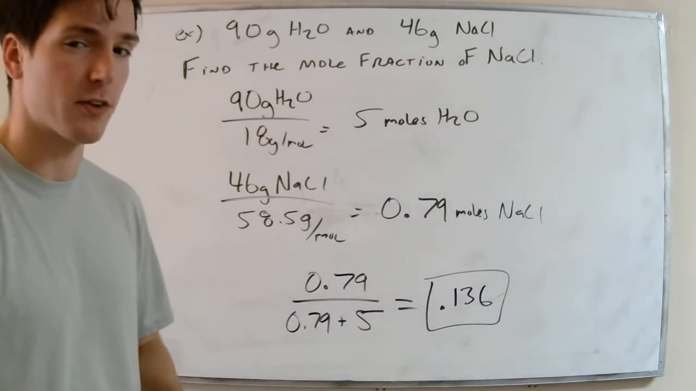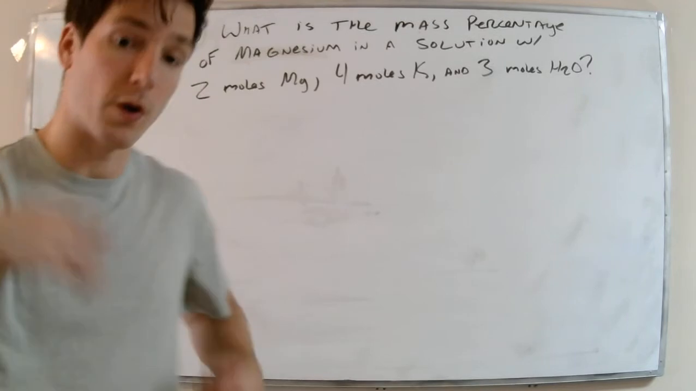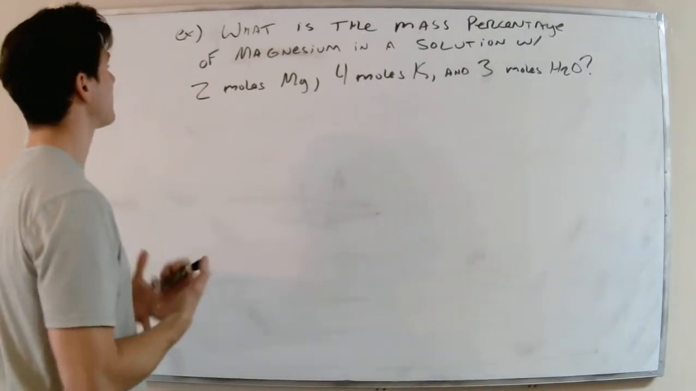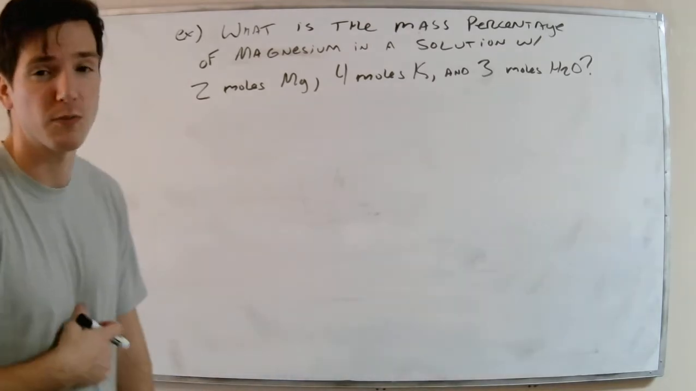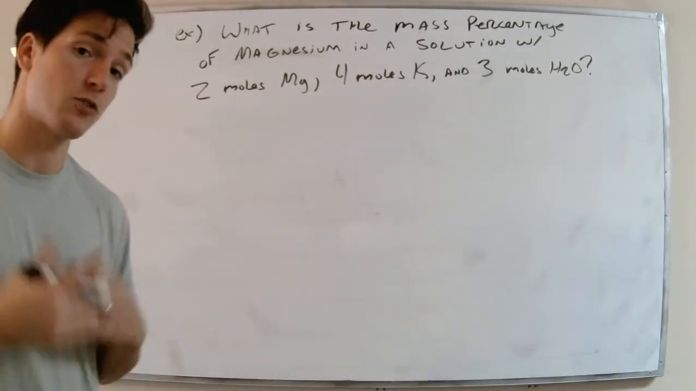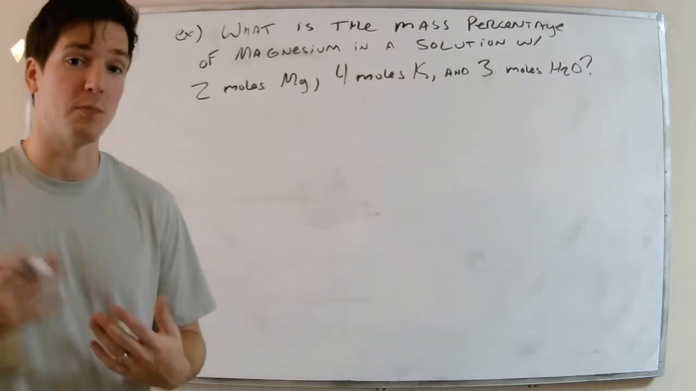Let's go ahead and do another example. Our next example states, what is the mass percentage of magnesium in a solution with 2 moles of magnesium, 4 moles of potassium, and 3 moles of H2O? So here we're not dealing with mole fraction anymore, we're dealing with mass percentage.